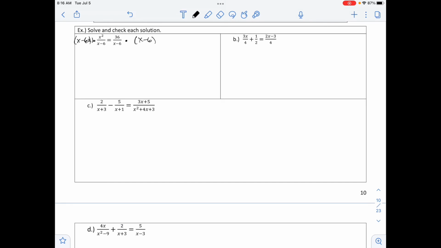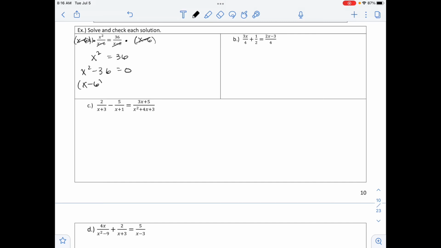And remember, in algebra, whatever you do to one side, you have to do to the other. So the x minus 6's would cancel on the left as they would on the right. And then from here I'm left over with x squared equals 36. And I'm going to go ahead and move my 36 over to the other side, so one side equals 0.